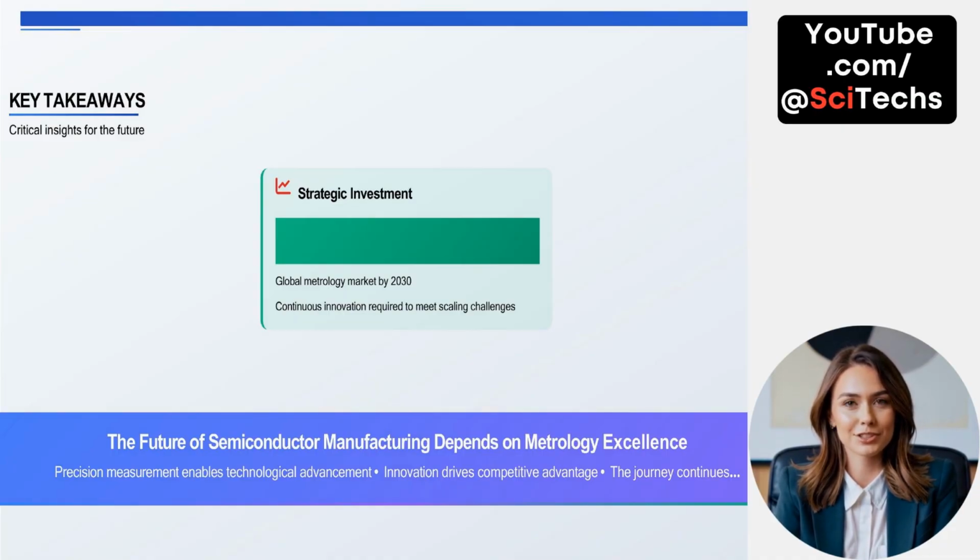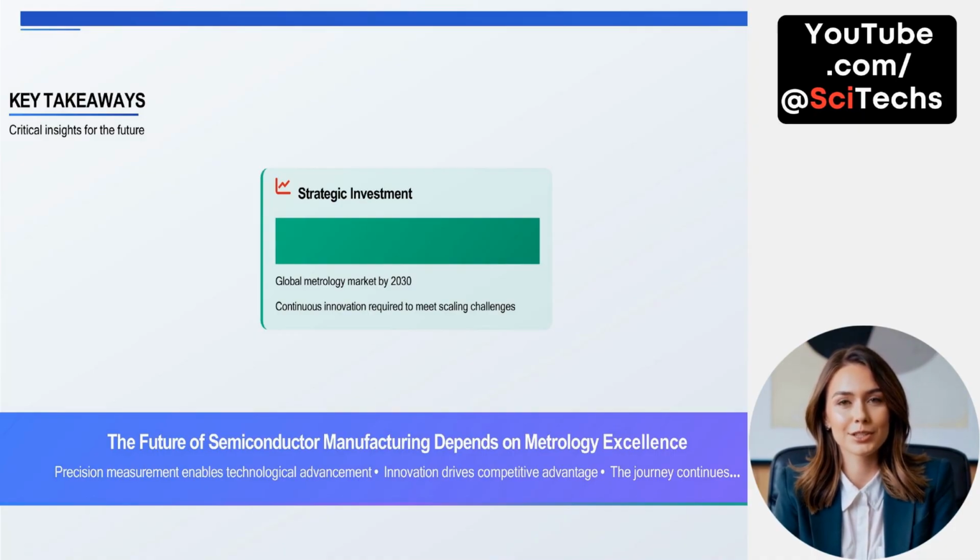The closing message is clear. The future of semiconductor manufacturing depends on metrology excellence. Precision measurement drives technological breakthroughs, fuels competitive advantage, and underpins every step in the process. With sustained focus and collaboration, the journey towards smarter, faster, and more autonomous fabs will continue to accelerate.